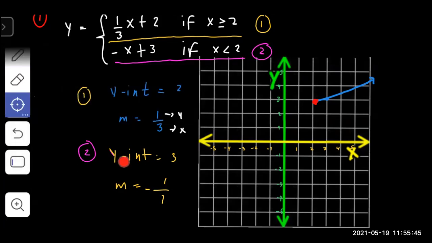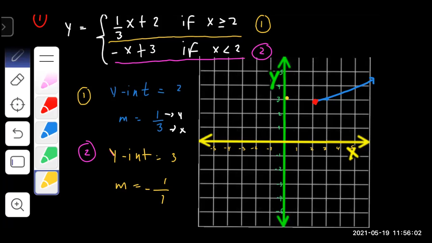The y-intercept is the first thing that I'm going to plot. The y-intercept in this case is 3. 1, 2, 3, and y equals 3. That's here, so I'm going to put the first point right there. And what is the slope?